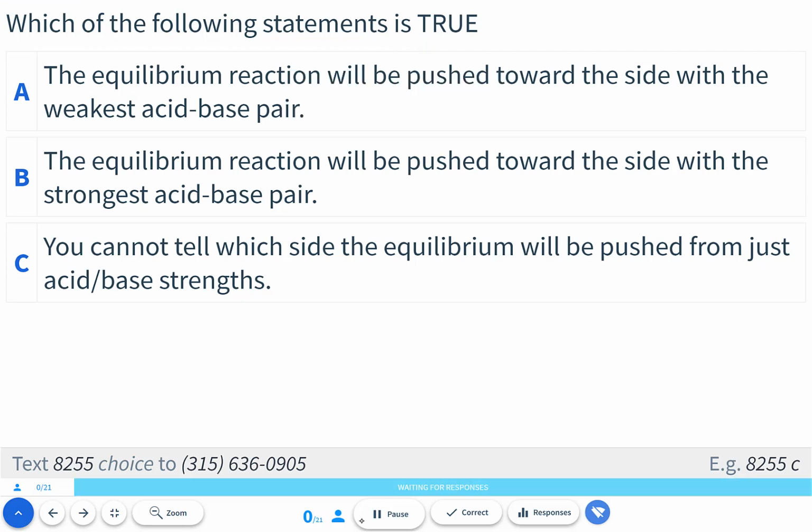And these reactions that we've been doing, if you want to push the equilibrium, which of the statements is true? And there's only one that's true.